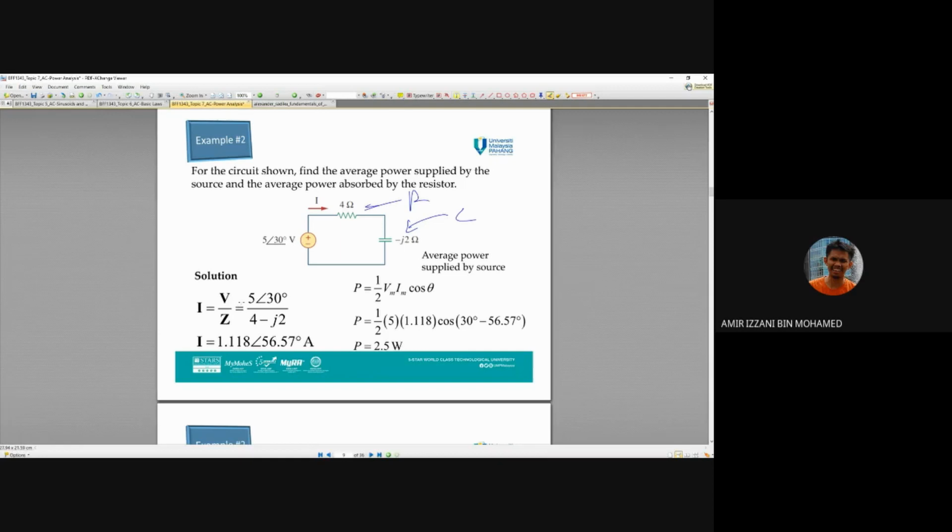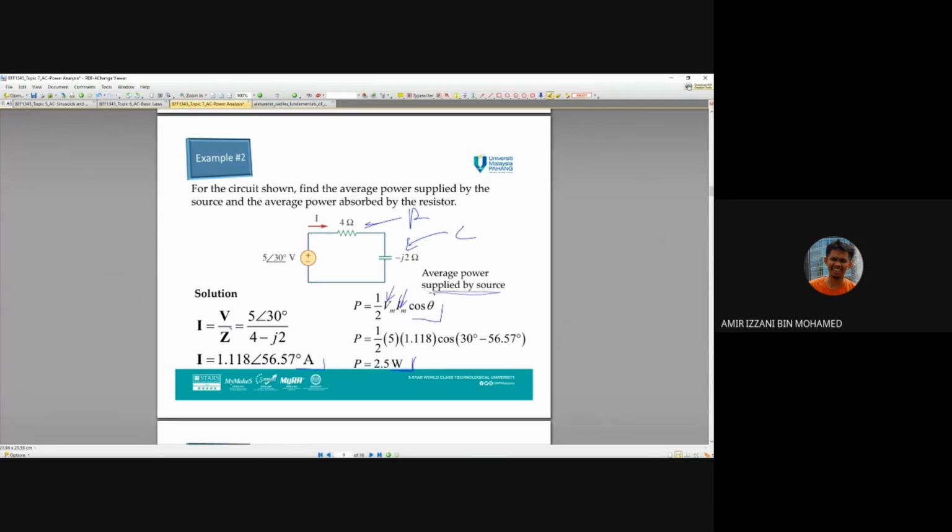Firstly, determine the current, V over Z, where Z is the impedance. The impedance is 4 plus minus j2, so it becomes 4 minus j2, and we get the current 1.118 at an angle of 56.57 degrees. So now we have the current. Firstly we determine this one, so the supplied power is 2.5 watts.